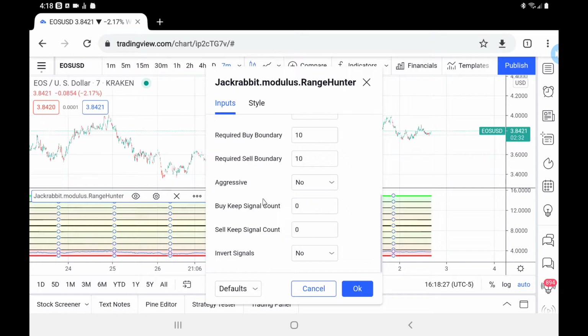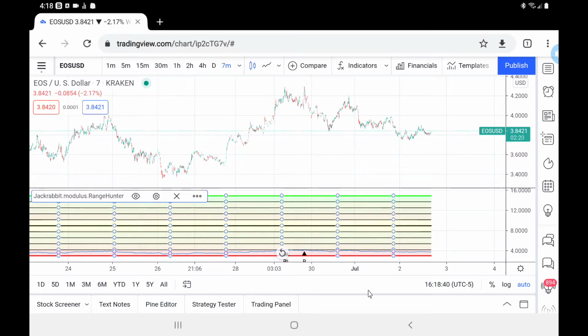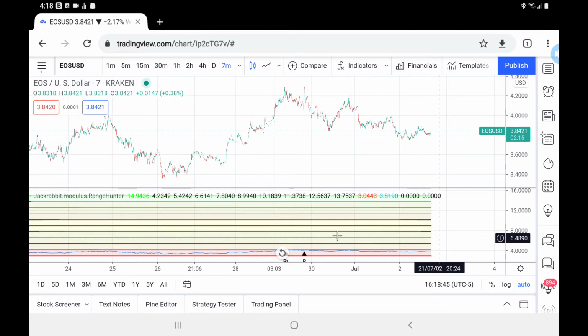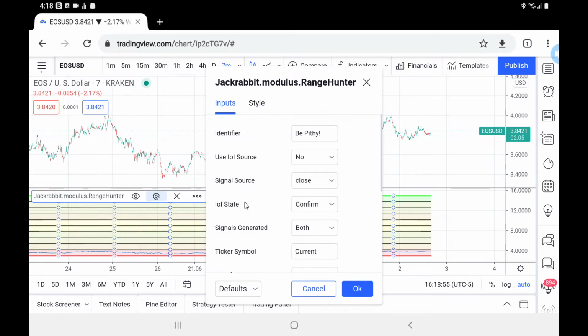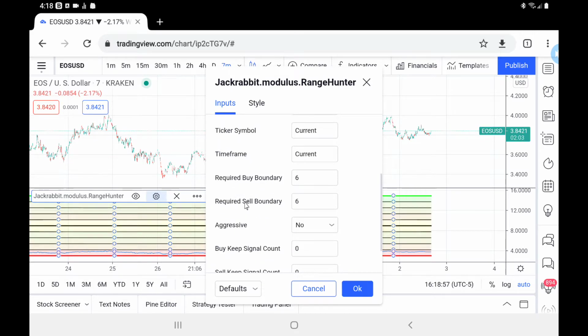Now I'm going to set my boundaries to 6 for buy and 6 for sell. And I'm going to put it in aggressive mode, which is going to look like a hot mess. Okay, it shows 1 buy right there. So this is very much undervalued. Okay, there we go, aggressive mode.